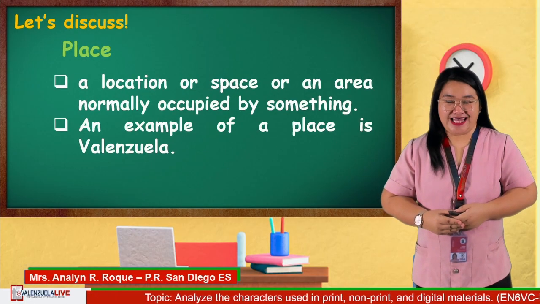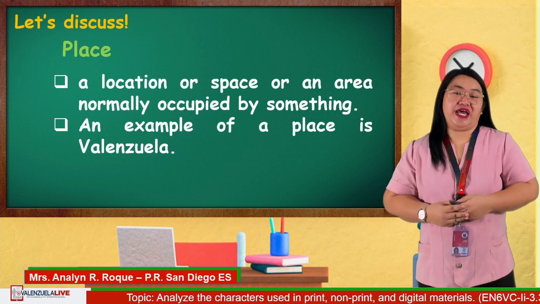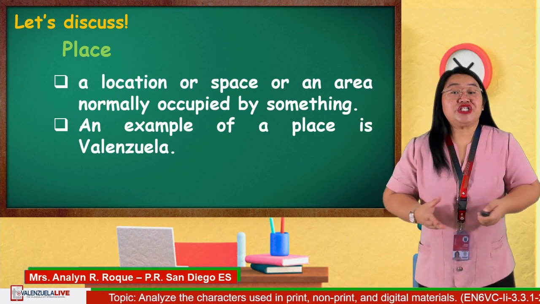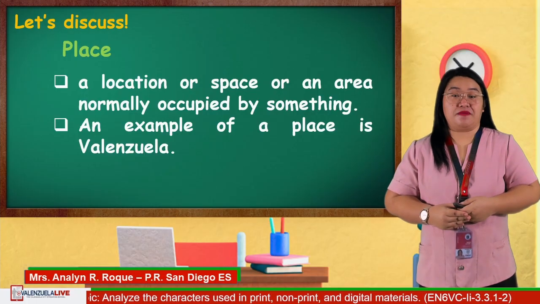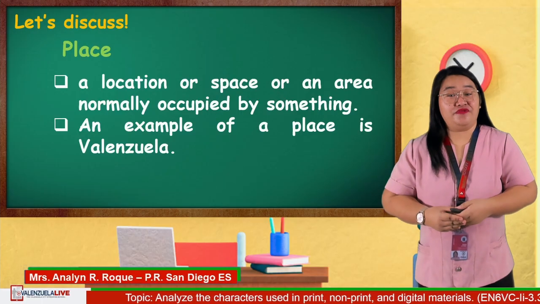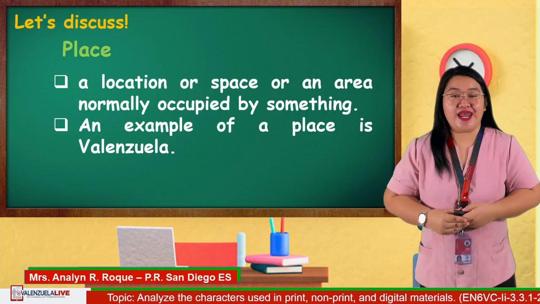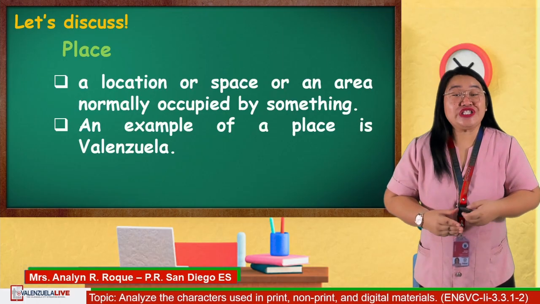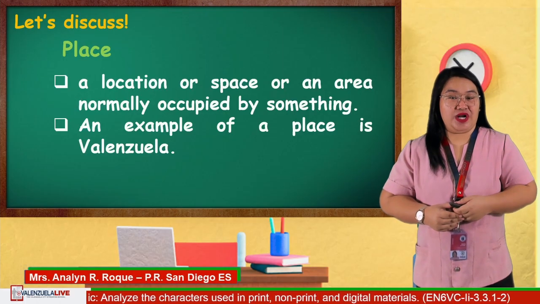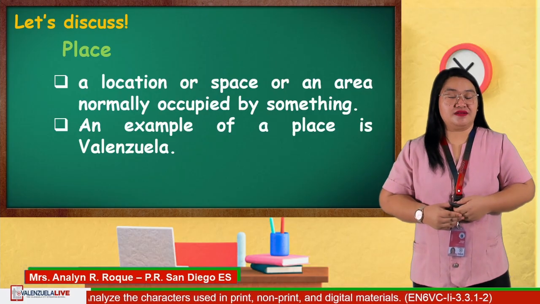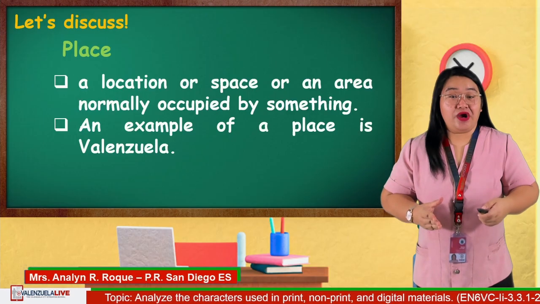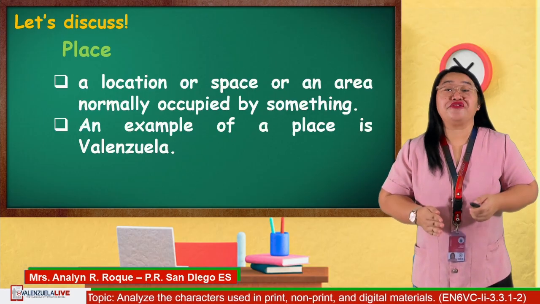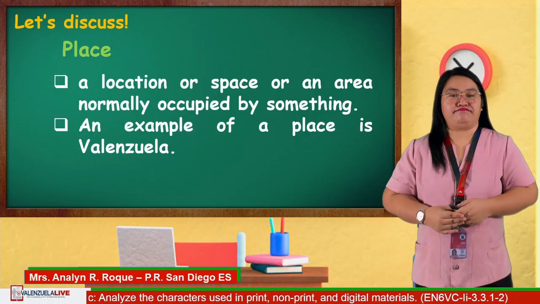On the other hand, the place is defined as a location, space, or an area normally occupied by something. An example of a place is Valenzuela. Do you still remember the setting of the story, The White Squash? Yes, very good. It is in a queer little bamboo house in front of a big garden.